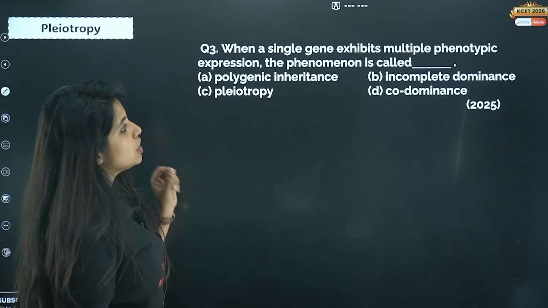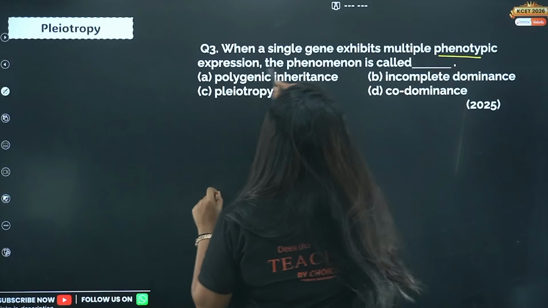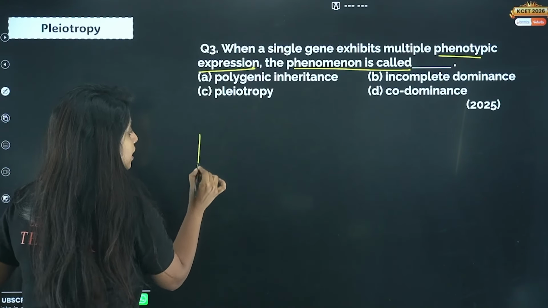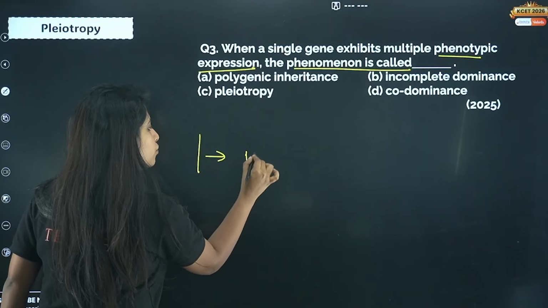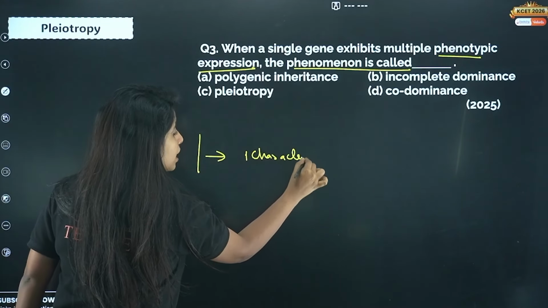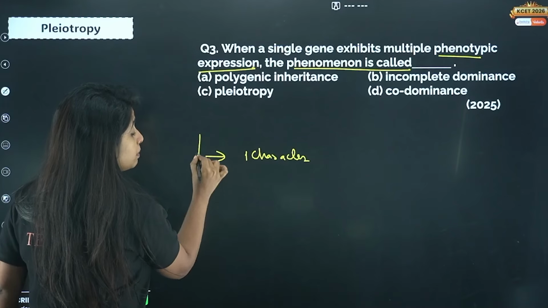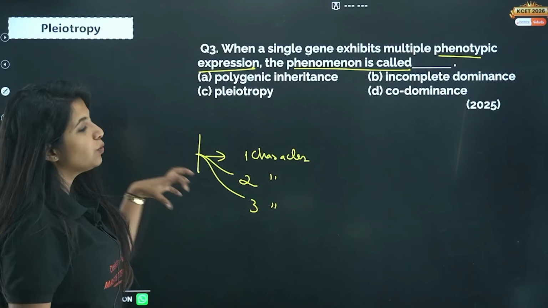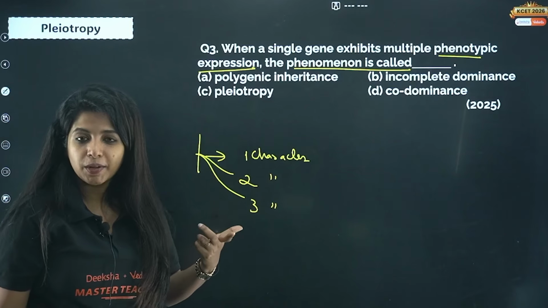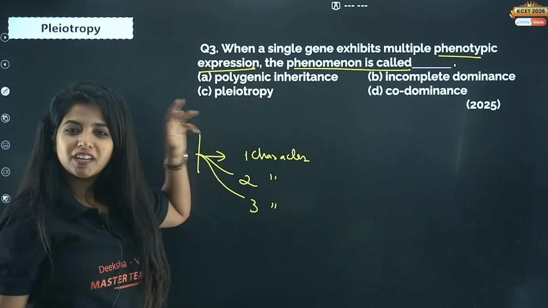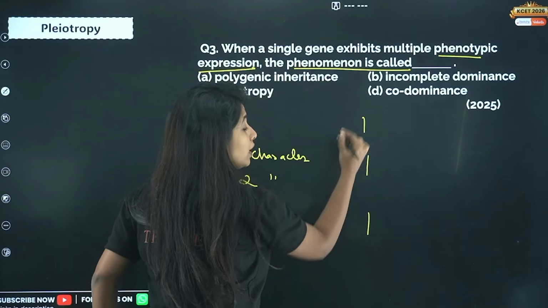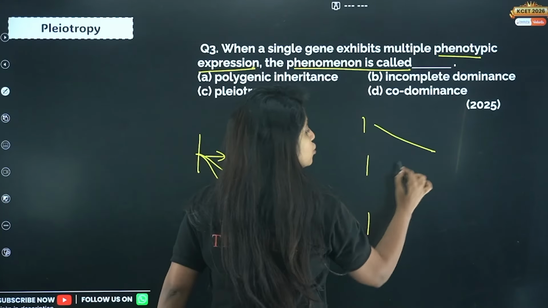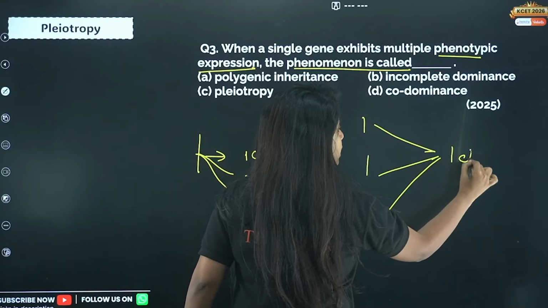So when a single gene exhibits multiple phenotypic expression, the phenomenon is called what? My dear children, we have studied that one gene is responsible for one character. But over here I am telling you this particular gene is not just responsible for one character but also 2 or probably 3 characters. What do you call this type of inheritance? Polygenic inheritance? Polygenic means it has multiple genes. Poly means multiple. Polygenic means multiple genes are there and all of them are affecting just one character.